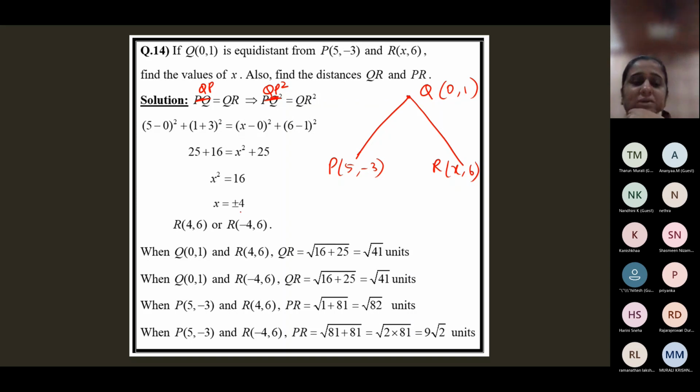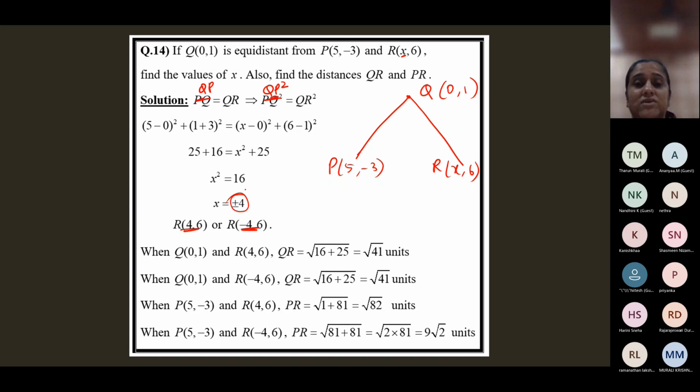So let me just explain this, children. On solving, you get X is equal to plus or minus 4. So R is given by two addresses. R can be (4,6) or (minus 4,6). So you're getting two values for X. X is equal to minus 4 or plus 4. So that means R can be (4,6) or (minus 4,6).